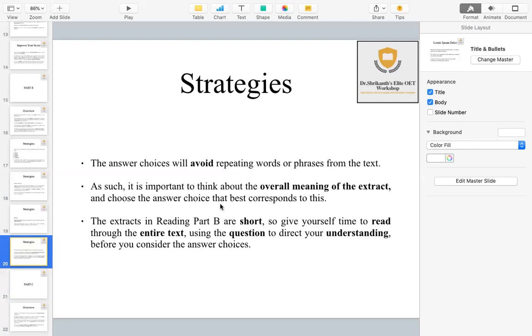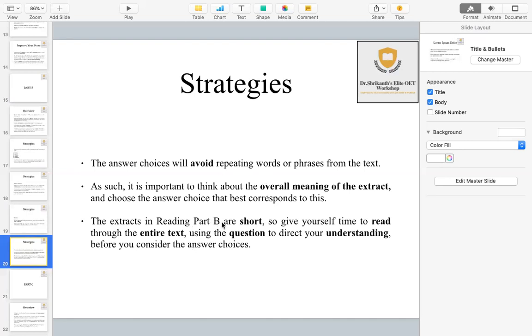As such, it is important to think about the overall meaning of the extract and choose the answer choice that best corresponds to this. This is basically the same thing that I just mentioned before. Once you're reading, don't just blankly read on and hope your guess is going to be right. Grasp the overall meaning of the text, the purpose of the extract.